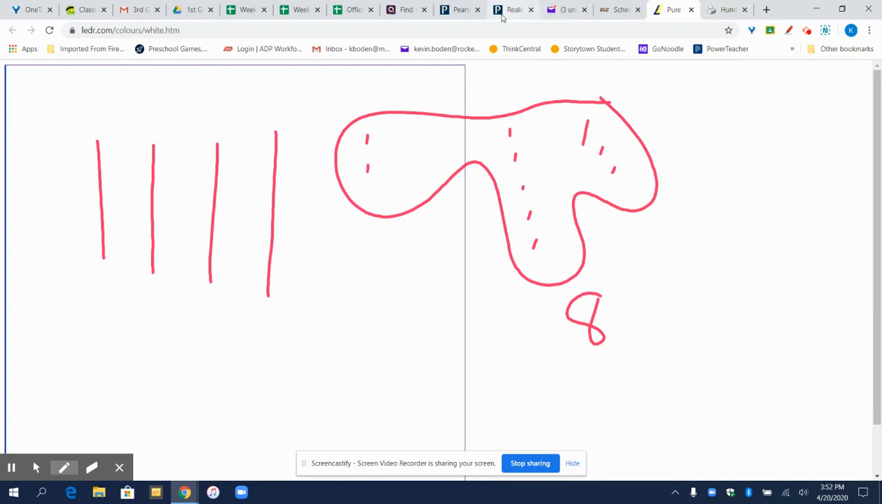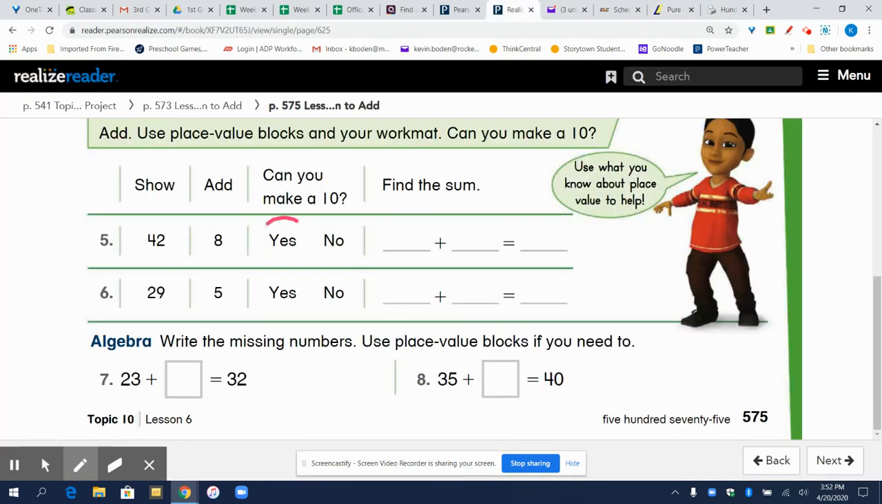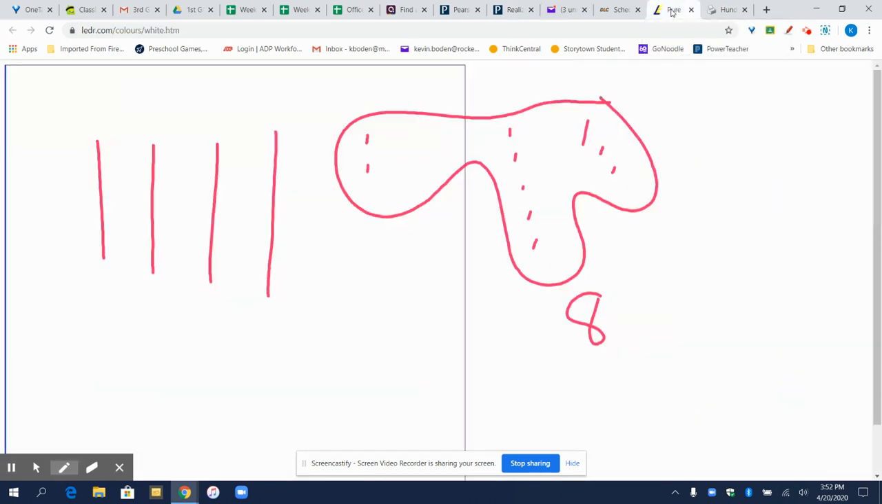What do the directions say? Can you make a 10? Yeah. Then it says find the sum. Well, it said show 42 plus add 8 more. And the sum will be the answer of the addition equation. Let's find out how many we have altogether.